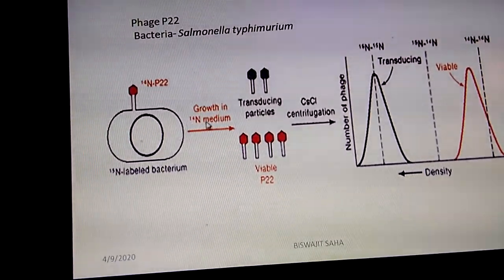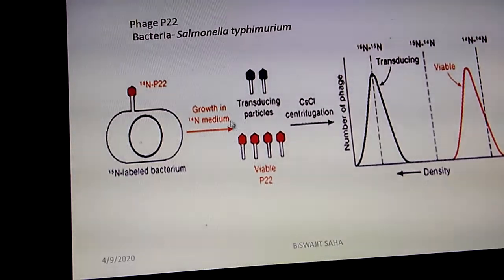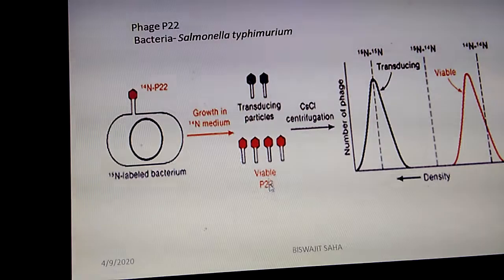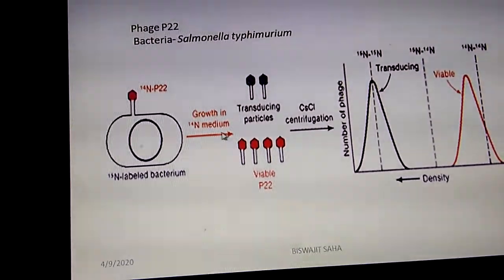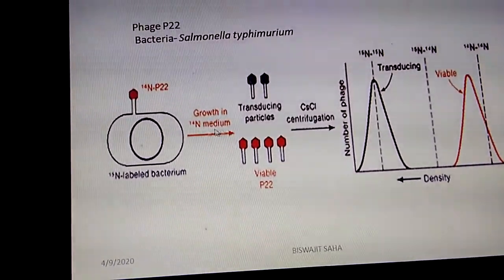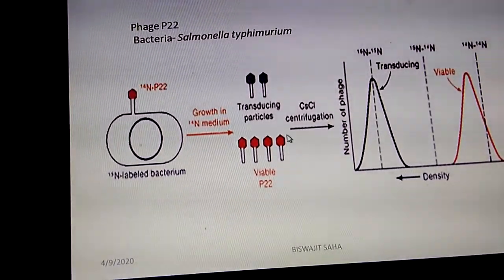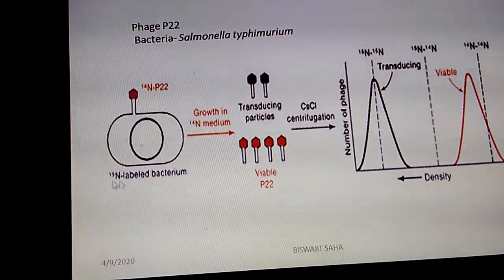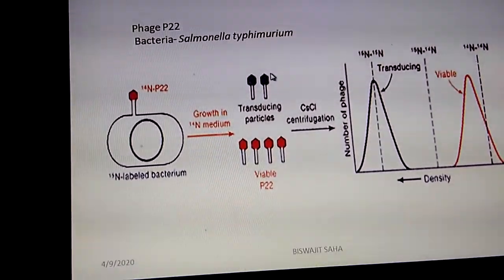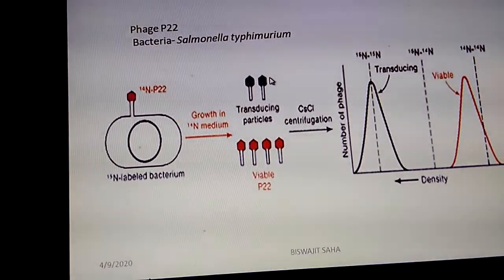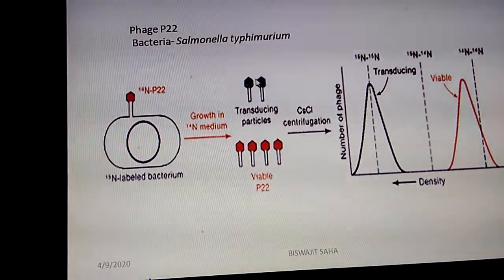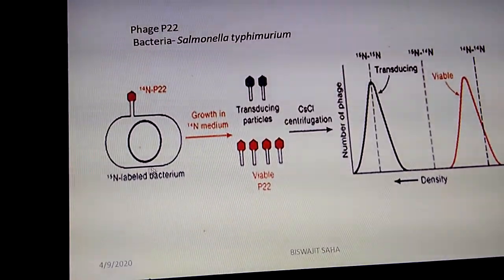Because the phage-bacterium complex is growing in N14 medium, all the viable progeny phages will be labeled with N14. But if a P22 phage mistakenly takes up the bacterial DNA, which is labeled with N15, then that transducing particle will be labeled with N15. These transducing particles may occur once in 10 to the power 3 phages. The transducing particle will be generated here, labeled with N15.